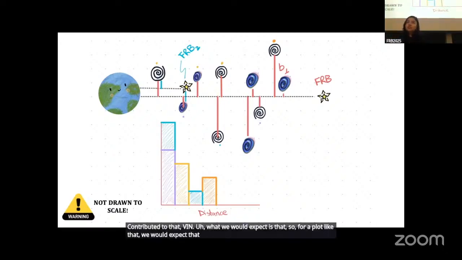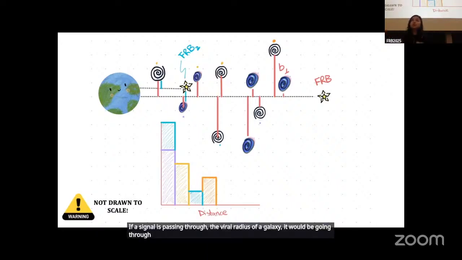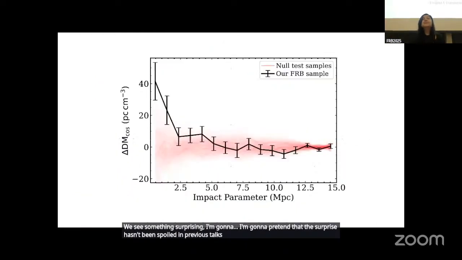For a plot like that, we would expect that at smaller distances, we're going to have a little bit more excess DM, because if a signal is passing through the virial radius of a galaxy, it'll be going through more gas, so you're going to have more DM, and we would expect it to fade quite quickly after the virial radius of the galaxies ends, so at larger scales. We see something surprising. I'm going to pretend that the surprise hasn't been spoiled in previous talks. We don't see the signal fading quite as quickly as we had expected.